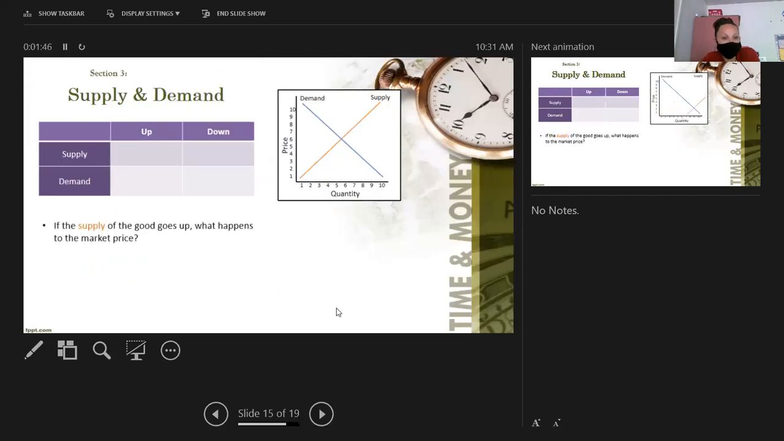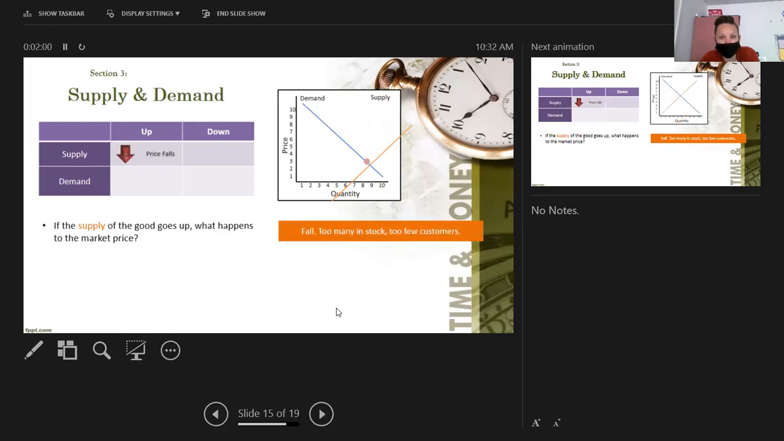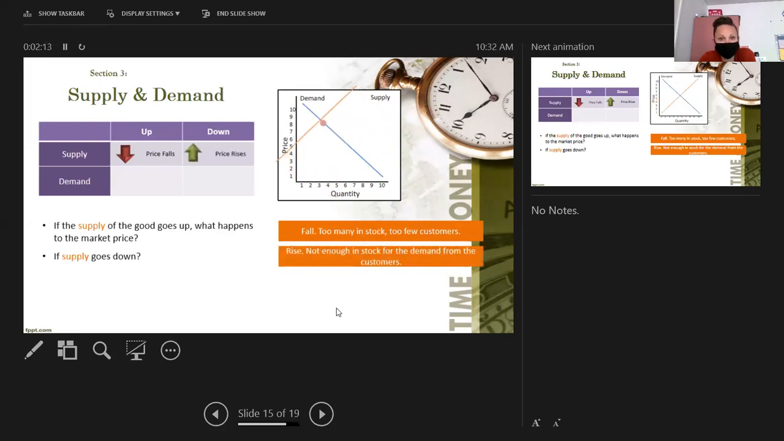So if the supply of the good goes up, what happens to the market price? Again, supply goes up, then the price is going to fall. There's too many in stock, so too few customers. If supply goes down, then the price is going to go up. So there's not enough in stock, creates a higher demand from the customers.